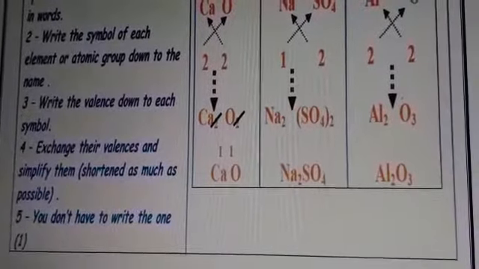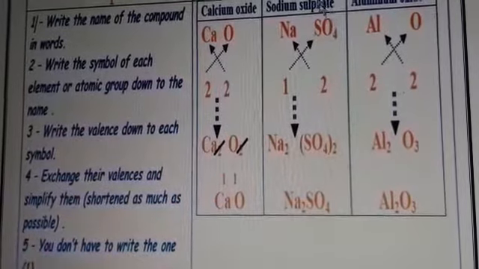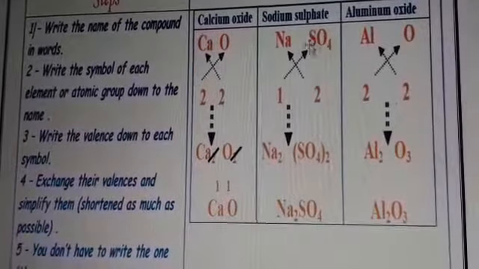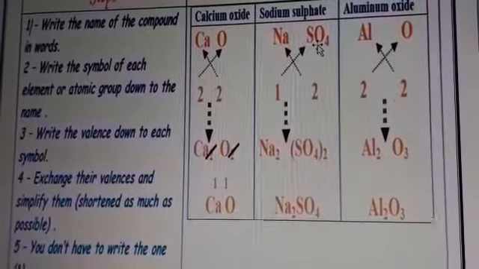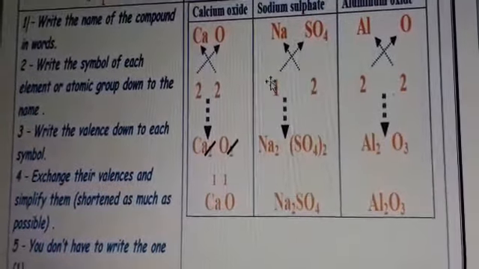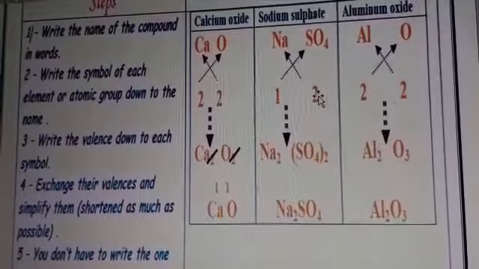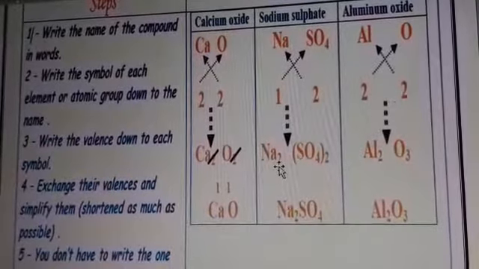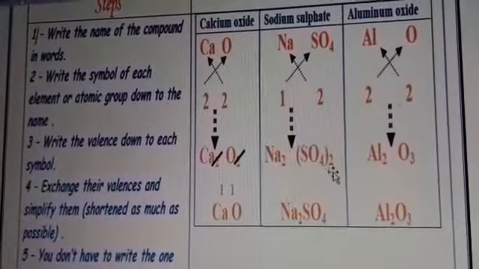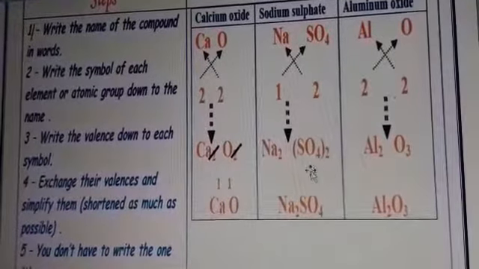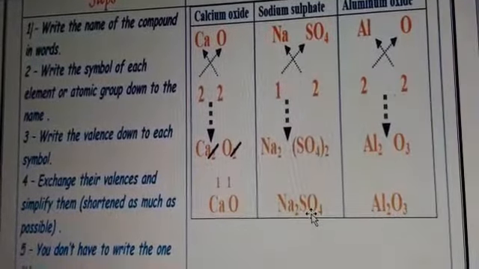The second example is sodium sulfate. We will write sodium Na, the atomic group sulfate SO4. The valency of sodium is monovalent, the valency of sulfate is divalent. We will exchange their valencies. So sodium will take the valency of sulfate, Na2, and sulfate SO4 will take here 1. Here we will write 1. So the chemical formula of sodium sulfate is Na2SO4.